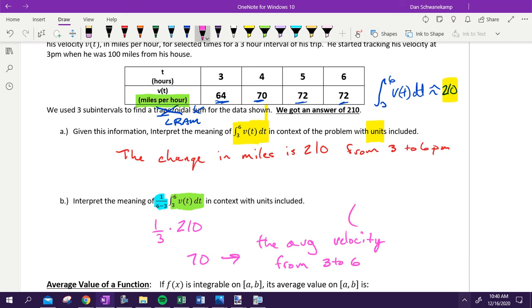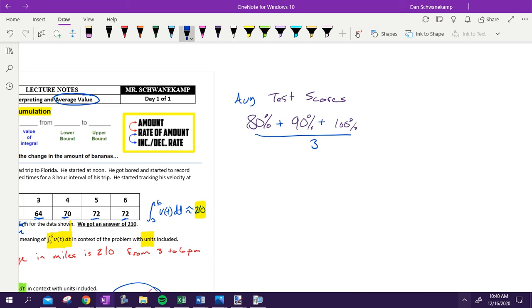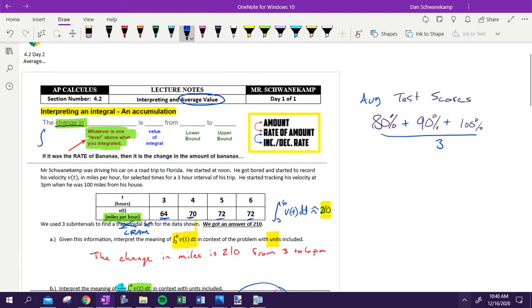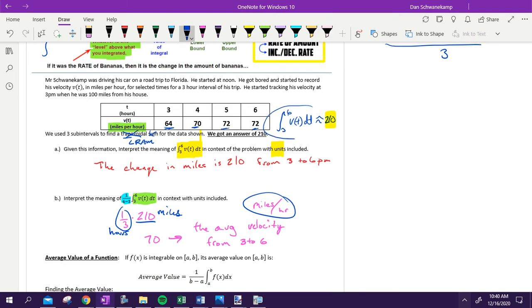Average velocity, which is measured in miles per hour, which should make sense because 210, we just said, was in miles. And what does this 1 over 3 represent? Oh, I'm dividing by 3 hours. So yeah, it's miles per hour again. So guess what I did? I took the miles per hour, I added them up. That's what integrals do. I added them up and I divided by 3. That's how we find an average. If I want to know the average test scores, I add them up and divide by 3. If I want to know my average miles per hour, I add them up and divide by 3. That's going to tell me the average miles per hour.